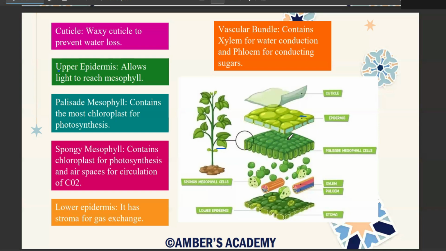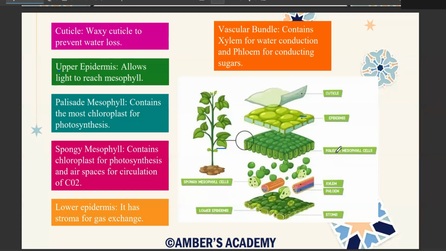For P1s, you need to remember how they usually ask this question: how does palisade mesophyll differ from spongy mesophyll? Basically they have the same function, but there's a slight difference between them. The palisade mesophyll cells have more of a columnar shape, while your spongy mesophyll has an irregular shape, and it is also a site of photosynthesis. But the main site of photosynthesis is always going to be the palisade mesophyll cells.